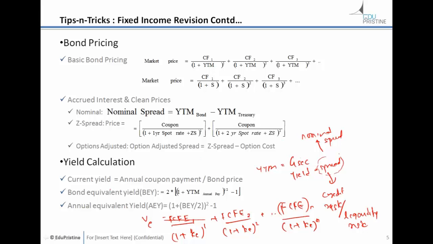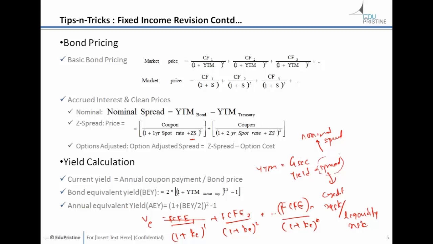However, there are two other forms of calculating the spread. The second would be the Z spread. Z spread is the additional spread above the spot rate. So it's not the difference between the treasury yield and the YTM. It's the difference between the YTM and the 1 year spot rate. Then similarly I would have a Z spread, which is the difference between the 2 year spot rate and the YTM.